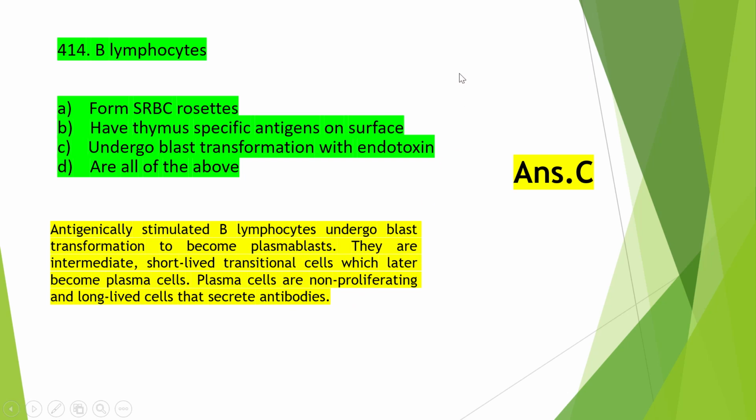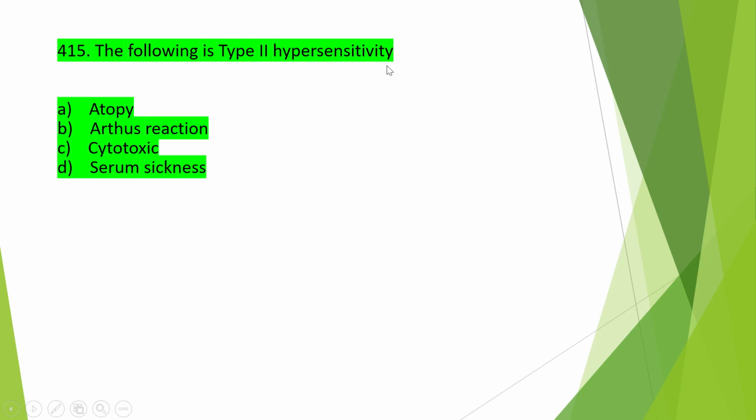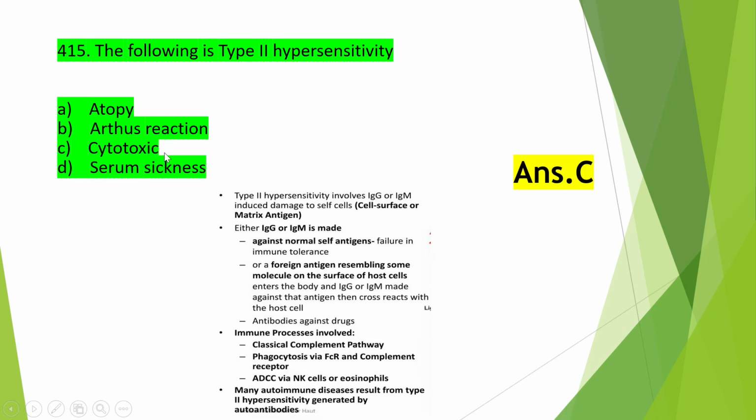Okay, so move on to the next one. Which of the following is type 2 hypersensitivity? The options are atopy, Arthus reaction, cytotoxic, or serum sickness, and the right one is option C, cytotoxic. So type 2 hypersensitivity is cytotoxic, and it involves IgG or IgM induced damage to self cells. Either IgG or IgM is made against a normal self antigen or a foreign antigen resembling some molecule on the surface of the host cell.